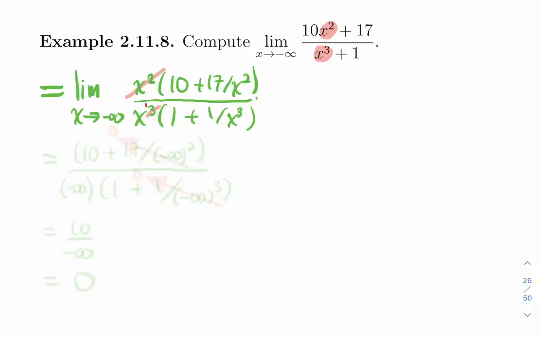And now, because I'm about to replace x by minus infinity, the limit is gone. So you just have 10 plus 17 over minus infinity squared, all that over 1 plus 1 over minus infinity to the power 3. And again here, you don't even need to do all the steps on the test. All the fractions, even if you go through the steps, will always lead you to a bunch of zeros.